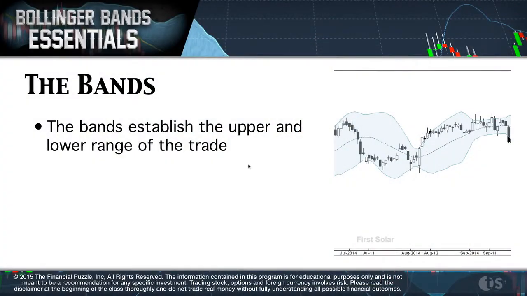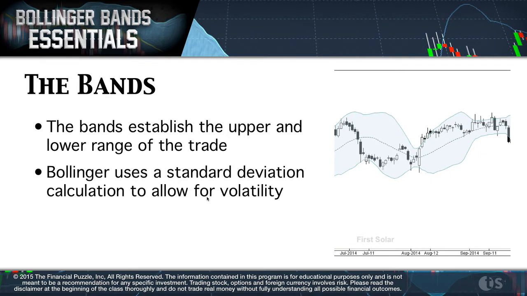So the bands establish the upper and the lower range of the trade. That's what you need to understand here. It's the upper and the lower range of the trade. You've got the upper band, you've got the lower band, and the way that we establish where those bands are drawn is based on that moving average.